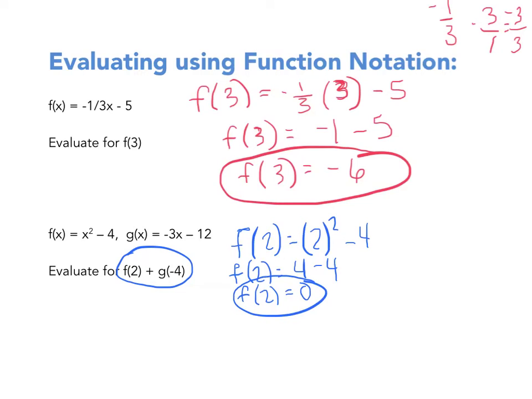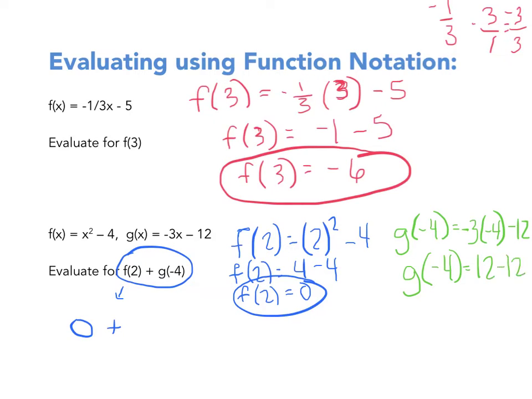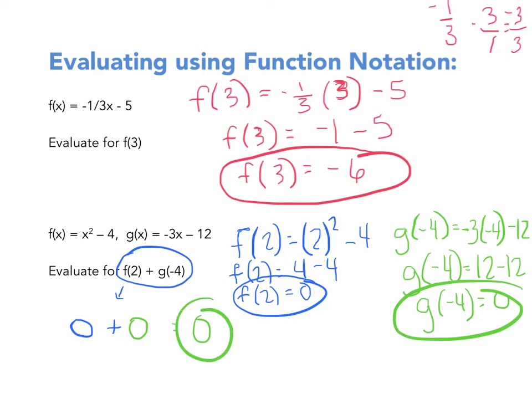So we have 1 here. So I can, moving down here, write 0 plus whatever g of negative 4 is, and we'll figure that out right now. So we have g of negative 4 equals negative 3, replacing my x with negative 4, minus 12. So g of negative 4 equals negative 3 times negative 4 is a positive 12. Positive 12 minus 12 is 0. G of negative 4 equals 0. It will not always come out to be this easy, but 0 plus 0 is 0. So f of 2 plus g of negative 4 is 0.